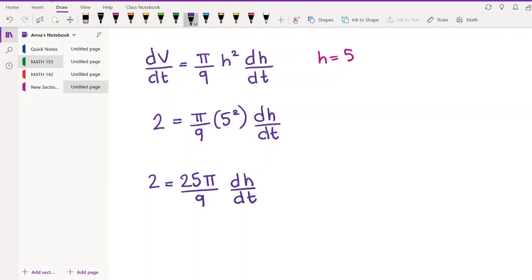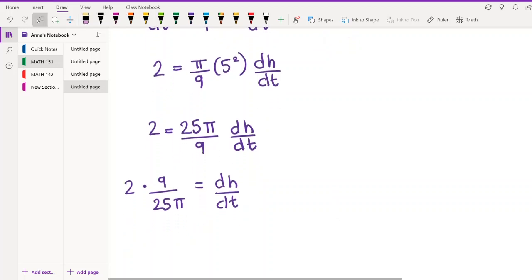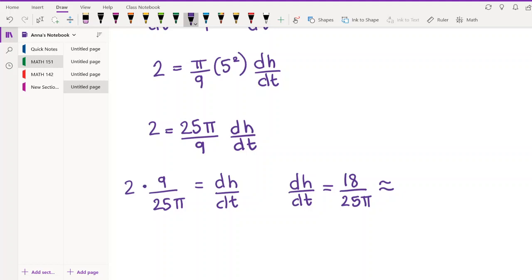And so we can multiply both sides by the reciprocal of 25 pi over 9. If we multiply both sides by the reciprocal, we're left with this. So that means that dh/dt is equal to 18 over 25 pi. And then let me see, maybe I have a decimal approximation for this. Yeah, so that is approximately equal to 0.229.